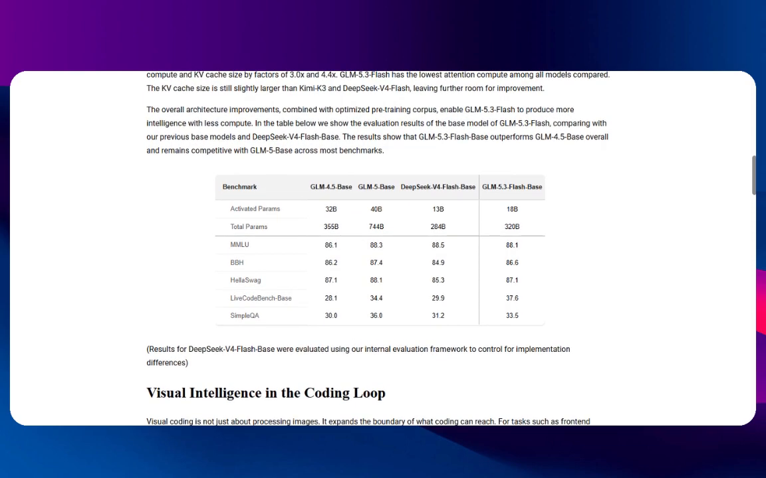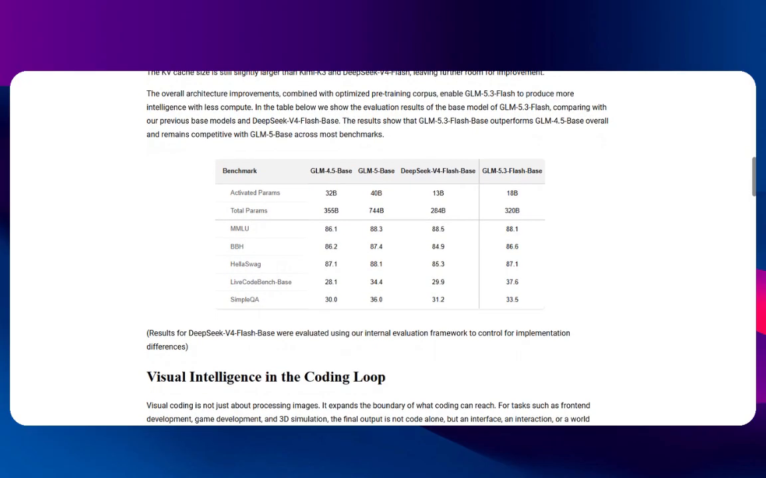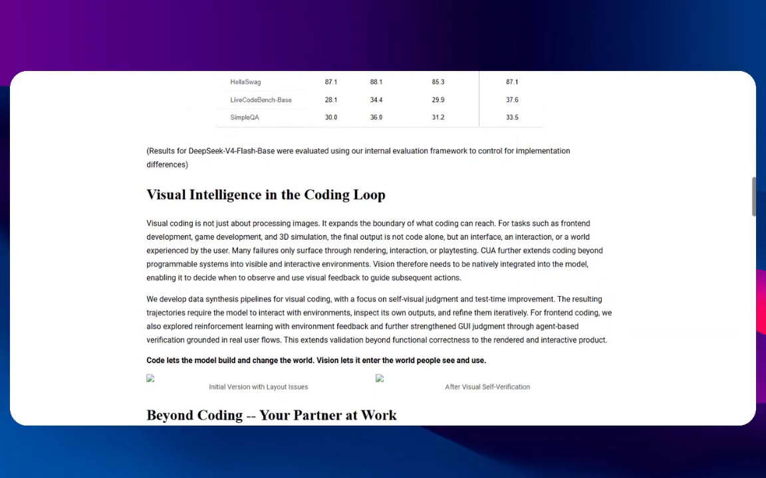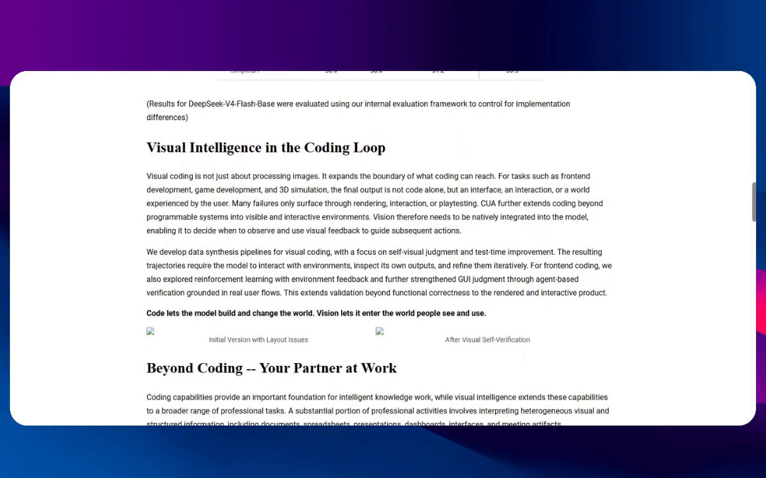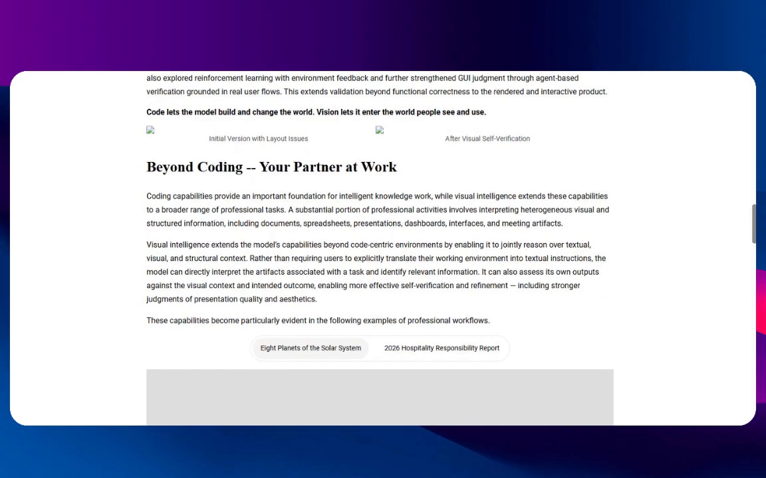Z.ai says GLM 5.3 Flash has been rolled out to its GLM coding plan users, and the model gives users 3 times the usable quota of GLM 5.3. It can also be used through Z.code with browser use and computer use, allowing an agent to click through web pages, visually verify what it sees, and even operate desktop applications. So this isn't really being positioned as just a chatbot, it's being positioned as an AI worker.